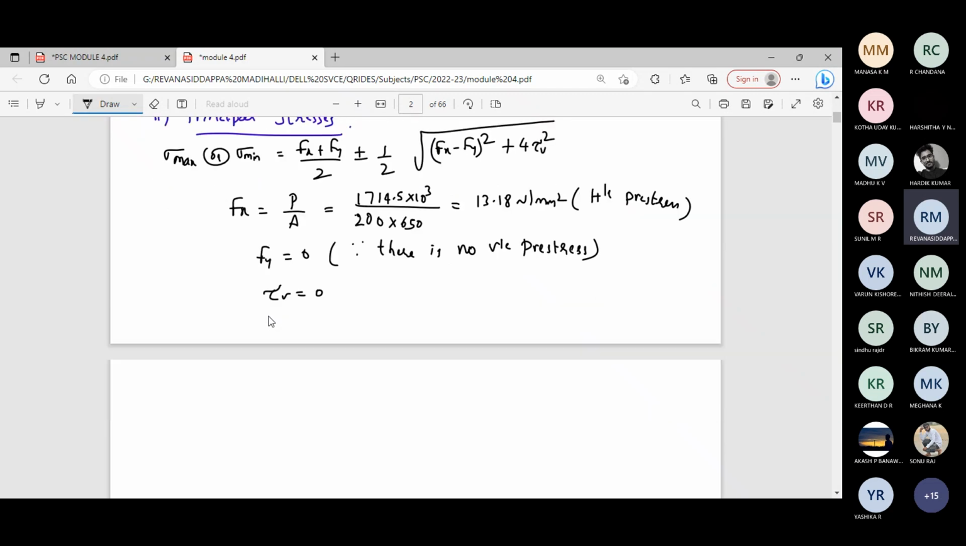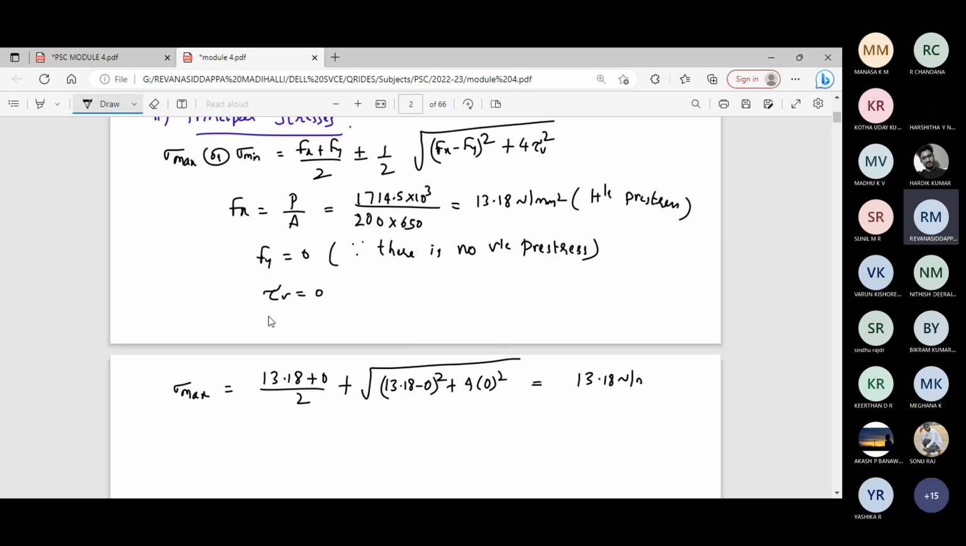Now you can substitute everything. Therefore, sigma max is equal to (Fx plus Fy) whole divided by 2, that is (13.18 plus 0) divided by 2, plus. If you want the maximum principal stress, you need to take the plus side. Root of (13.18 minus 0) whole square plus 4 into 0 square. So the answer that you get is 13.18 Newton per mm square.